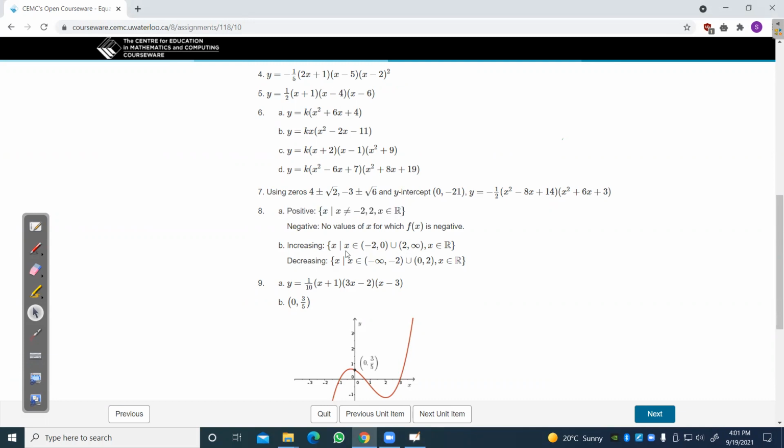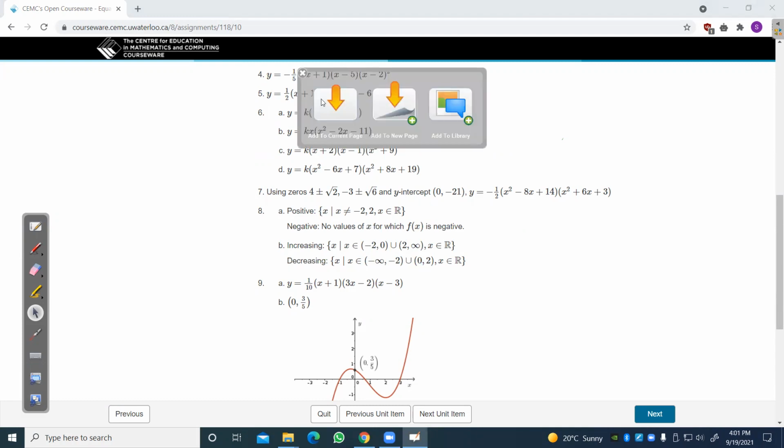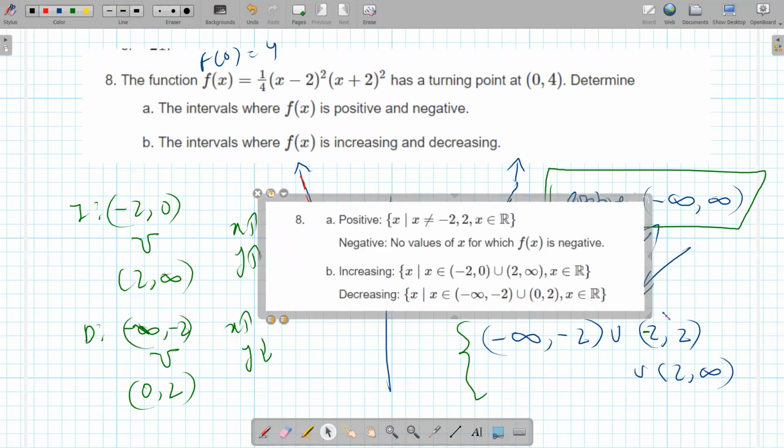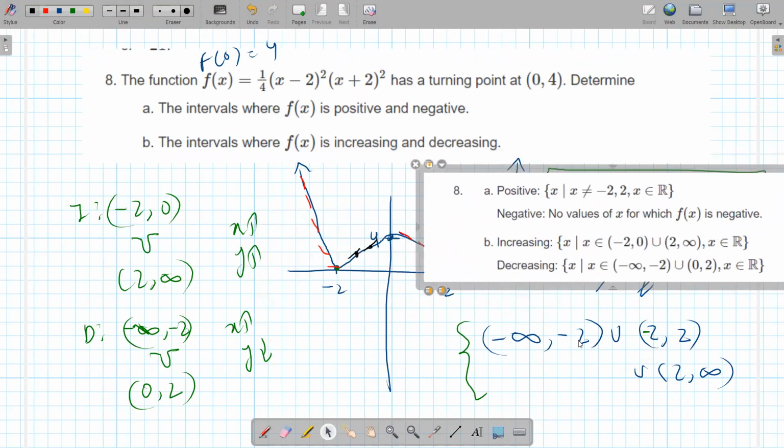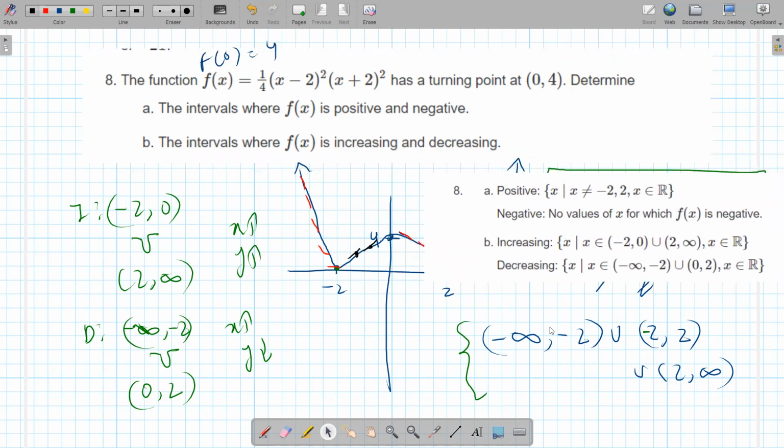Which one do you use? Do you use the interval notation or do you use the x ∈ ℝ notation? Sometimes it's both. It just depends on the question. Yeah. So here, this means the exact same thing as this. This is the answer to this. This means it's positive everywhere apart from -2 and +2, and that's what they have here.